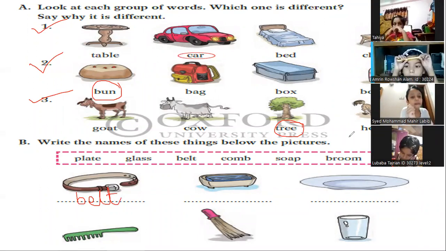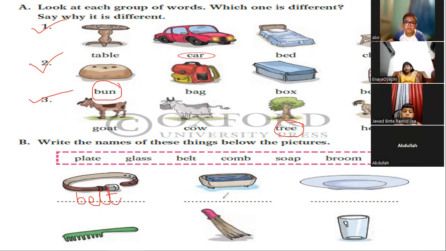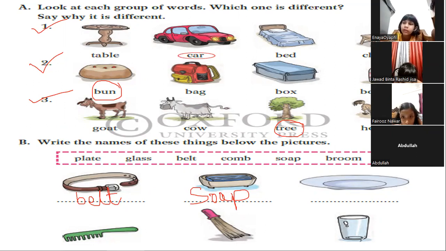Now, Abdullah, what is the second picture? Abdullah. Miss, soap. Yes, soap. Very good. Then the third picture, Zawada. What is the third picture?